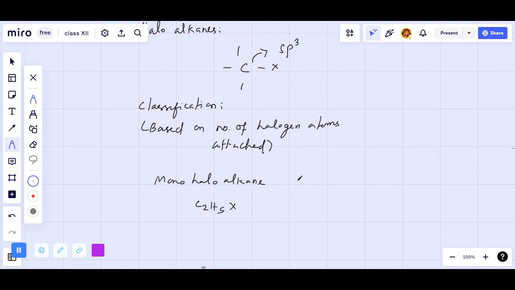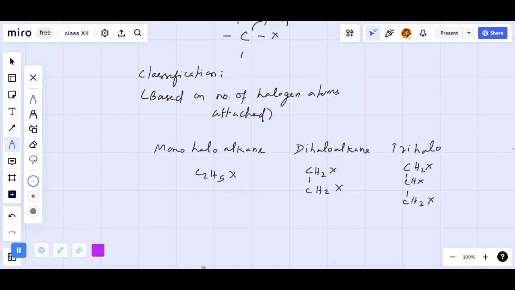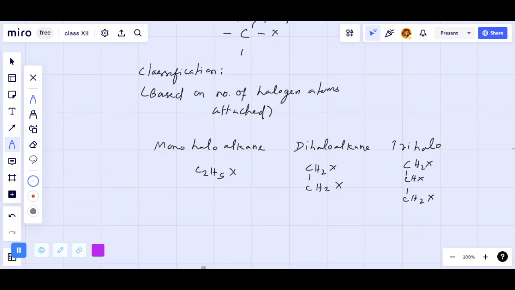In the same way, if it is a dihaloalkane, that means two halogen atoms will be there, that is CH2X and CH2X. Trihaloalkanes, three halogen atoms will be there: CH2X, CHX, and then CH2X. So this is one classification of haloalkanes based on the number of halogens attached.